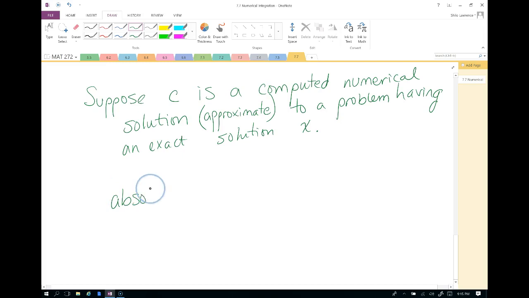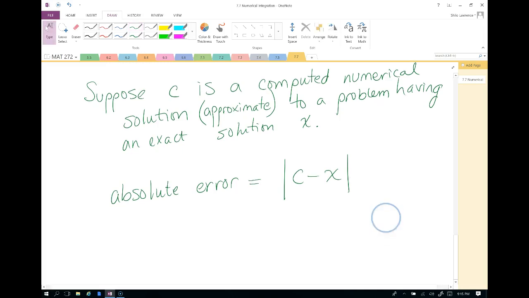Absolute error, this just tells us how far off our approximate is. It's the absolute value of C minus X. The reason we do absolute values is because we don't care really if our approximate is larger or smaller. So the absolute value just disregards the negative symbol in this subtraction, and it just tells us how far away from the exact answer we are.